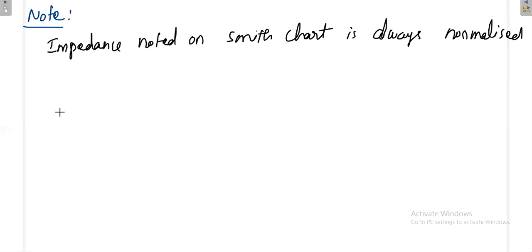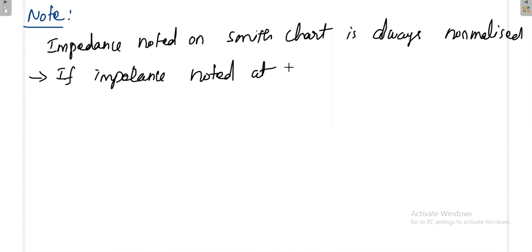Impedance noted on the Smith chart is always normalized. Suppose impedance is noted at, very important, the center of the Smith chart. Then what is the meaning of that?